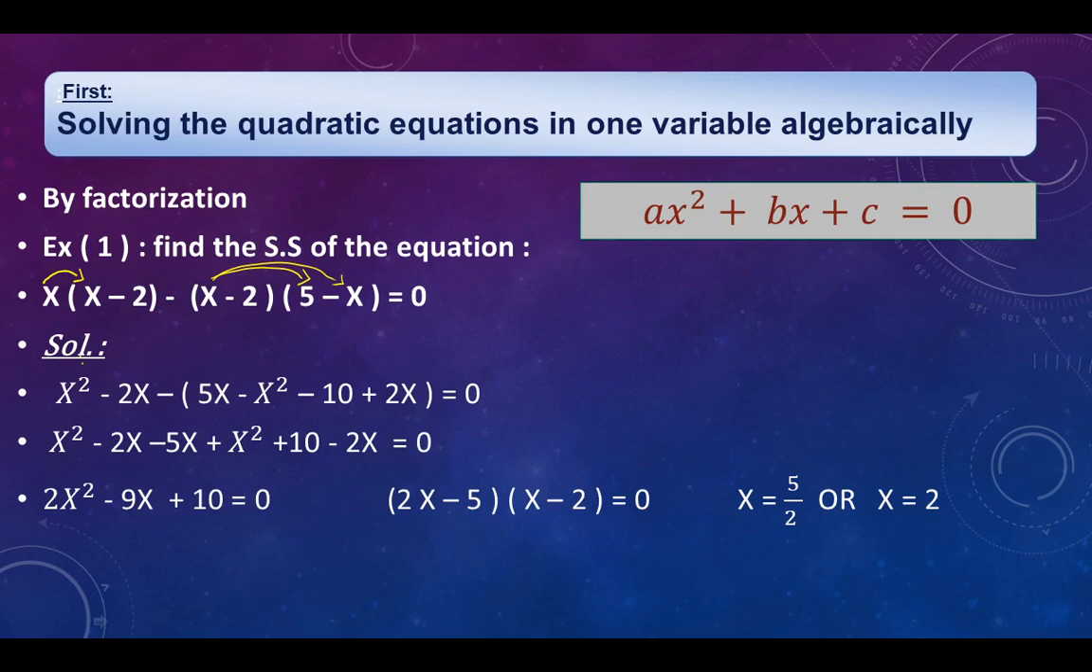By using the calculator to factorize, you will find that x equals 5 over 2 or x equals 2. So the solution set is 5 over 2 and 2. Here we have two solutions for the quadratic equation. Okay, let's go to another example.